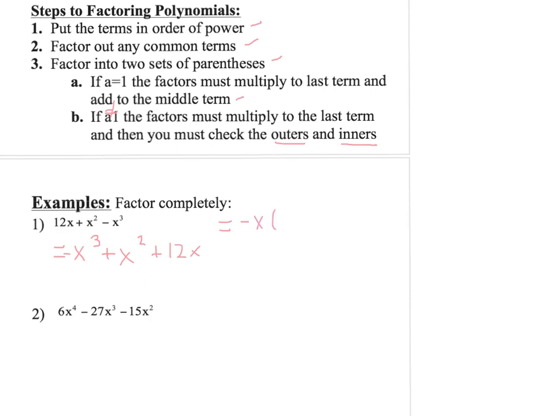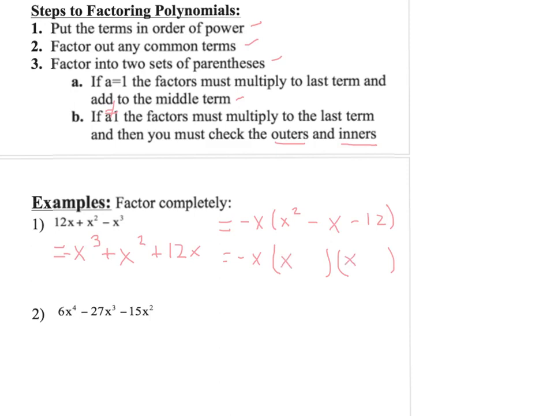So if I factor a negative x out of each term, the first one I'd have x squared. And if I factor out a negative, it's going to switch my sign. So it'd be minus x and minus 12. So that negative x is still going to stay there. And then I want to factor into two sets of parentheses. So this one I have a 1 in front of my x squared. So I know my first two terms are going to be x and x, because that's the only way I'm going to get x squared.